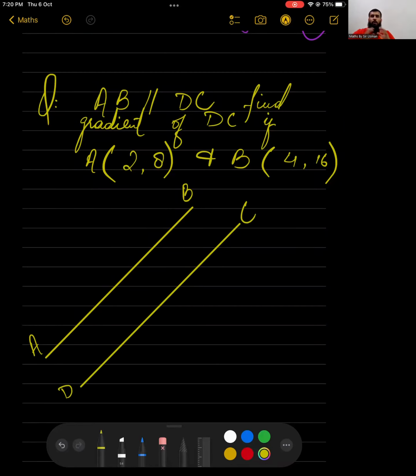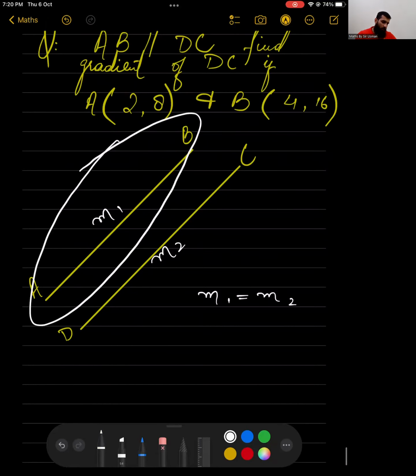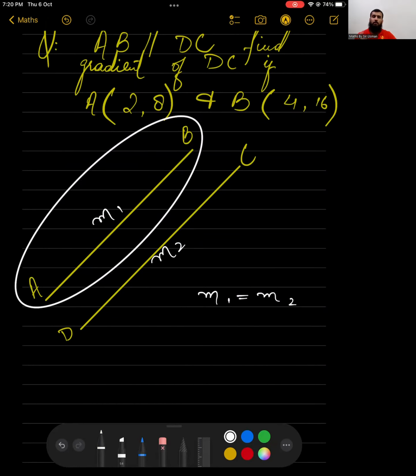Now the point over here is that whenever you are having two parallel lines, उनके gradients exactly same होते हैं. So the value of M1 is going to be equal to the value of M2. तो आप कह सकते हो कि अगर मैं AB का ग्रेडियंट निकाल लेता हूं तो वही ग्रेडियंट DC के लिए भी हो जाएगा. So what you people need to do is you need to figure out the gradient of AB. Tell me the value of gradient for the line AB, and then we will figure out the gradient for DC.